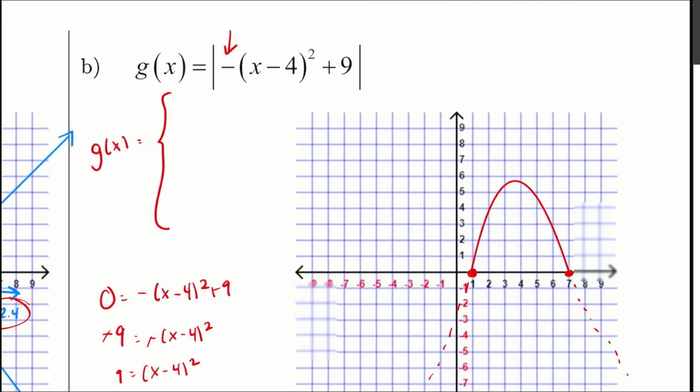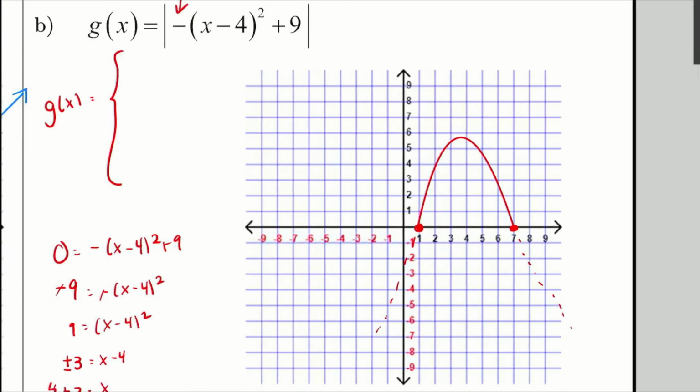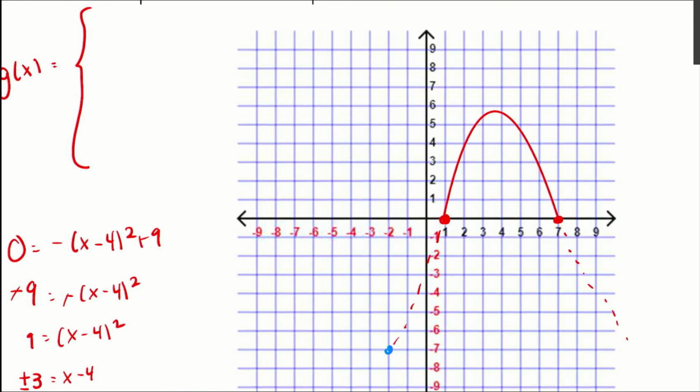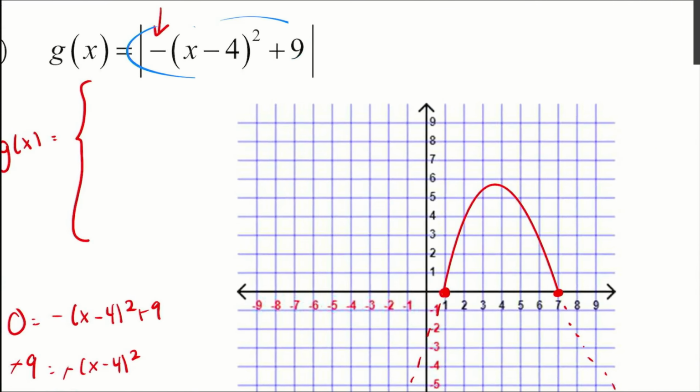So if we were to write a piecewise function for this, all we're doing is we're taking these bottom points and we're reflecting it along the y-axis again to make it positive. So we have to state where our original graph, this original equation here, so we'll write it out: negative (x minus 4) squared plus 9.